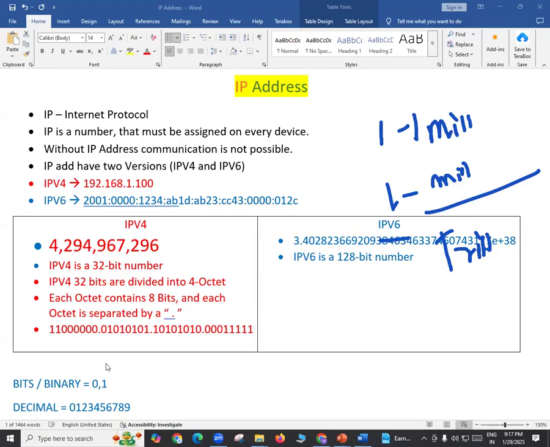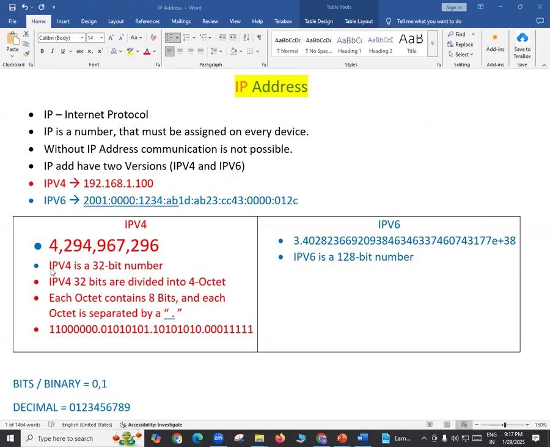Got it? So these are the two versions we have here, friends, IP version 4 and IP version 6. And both are used for communication. Suppose you're using IP version 4 in your device, and suppose in my device there is IP version 6, still we can communicate with each other. Probably directly we cannot communicate, but there are certain ways in which we can make communication. So this is your IP address, the internet protocol, that must be assigned on every device, because without the IP address, communication is not possible. So we have IP version 4 numbers and IP version 6 numbers.